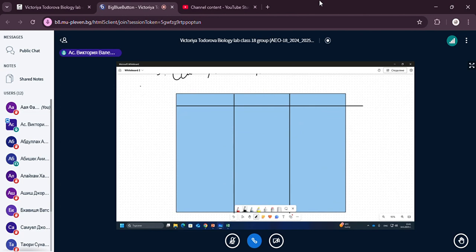Here in the first column, we will write groups. After that, the second column is the type of chromosomes. And here at the end is the number of a homologous pair.